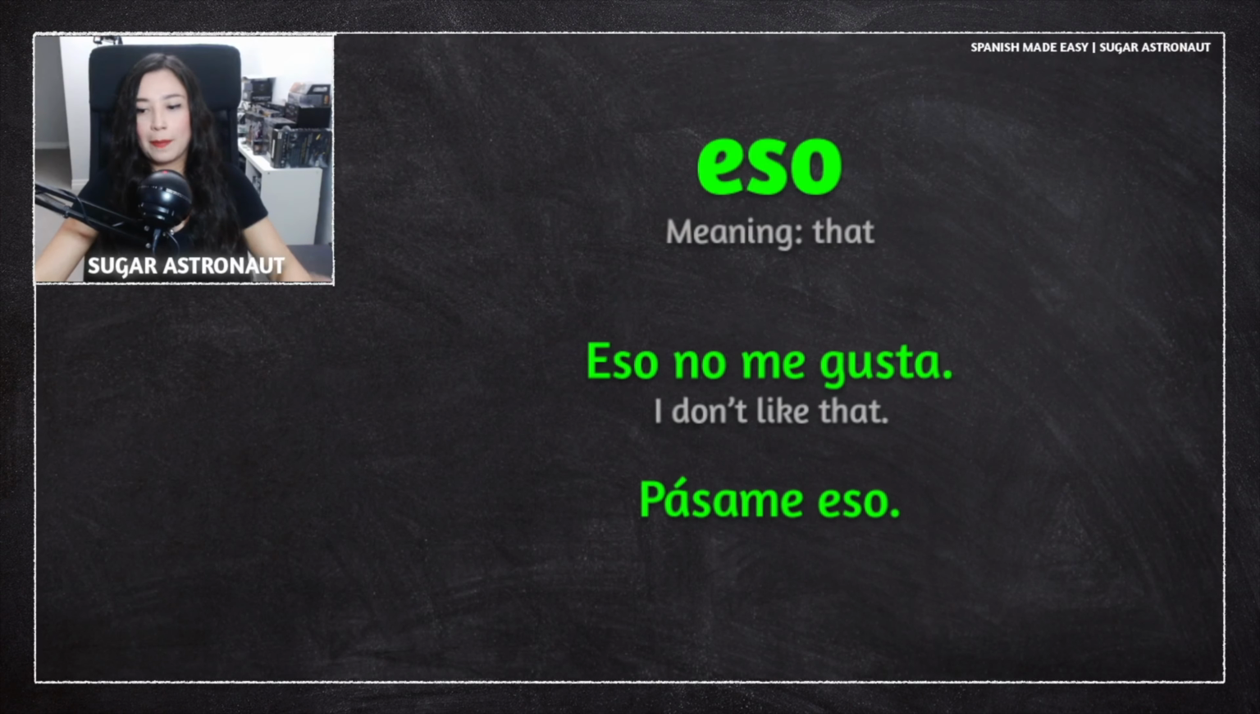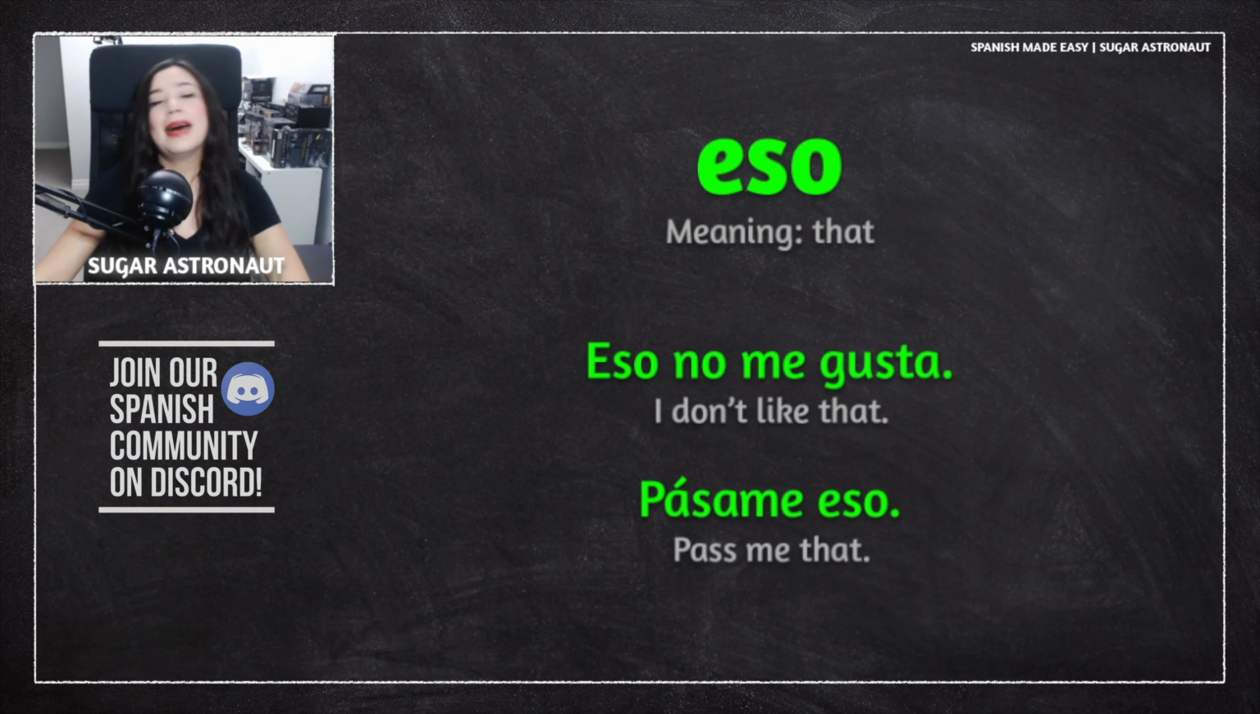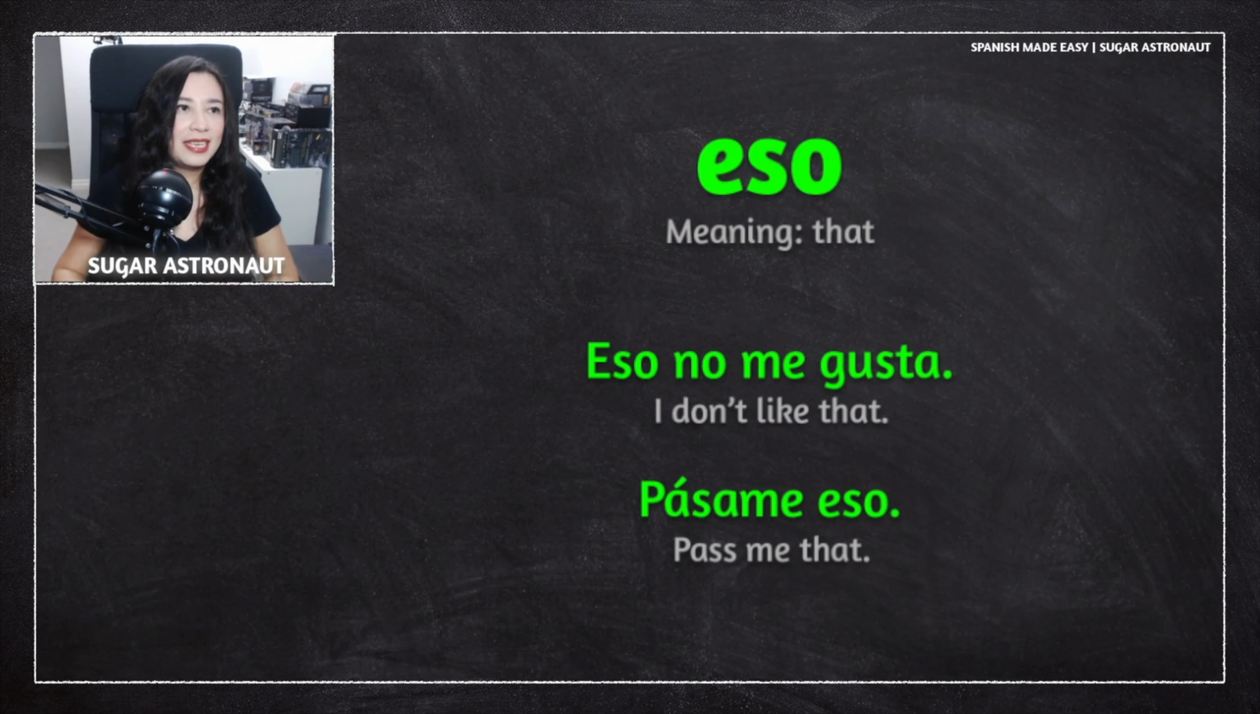Pásame eso. Okay? What does this mean? This is a common phrase, and this means pass me that. Pass me that. Whatever that is. Eso is commonly used when you don't want to specify what it is. You're just saying that. Okay? It could be anything.